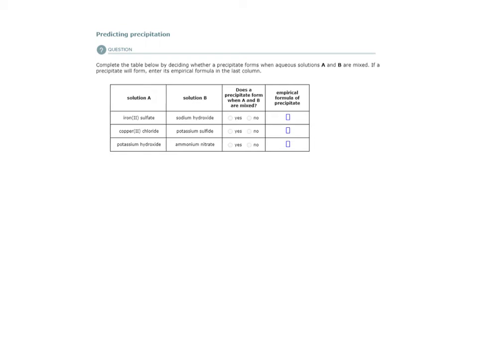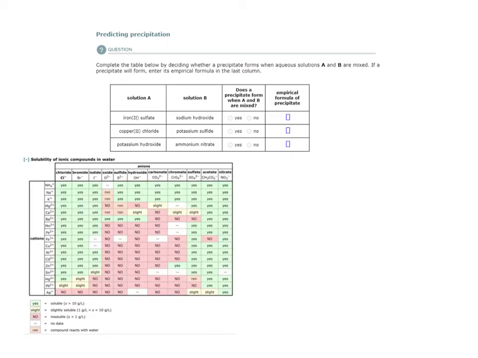All right, predicting precipitation. Complete the table below by deciding whether precipitate forms when aqueous solutions A and B are mixed. If a precipitate will form, enter its empirical formula in the last column. So in order to solve this topic, we need to pull up the solubility table for ionic compounds in water found in ALEKS in the data section.